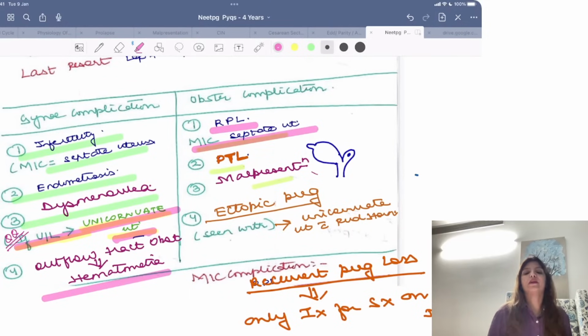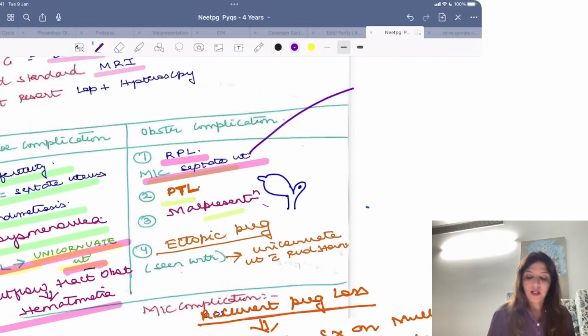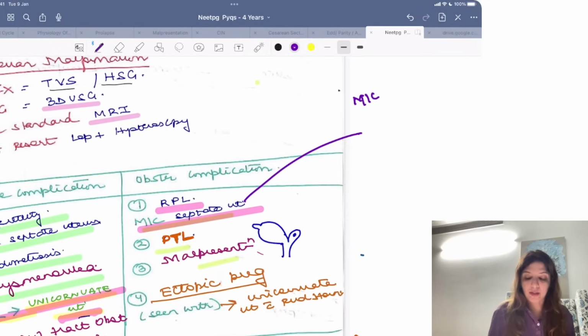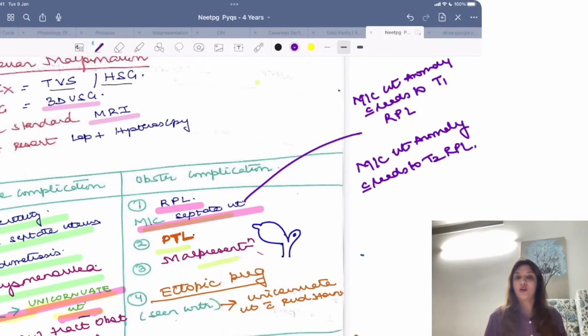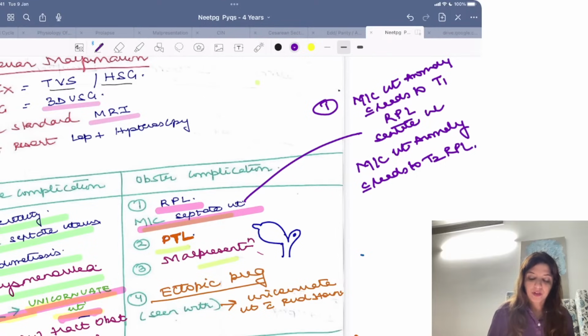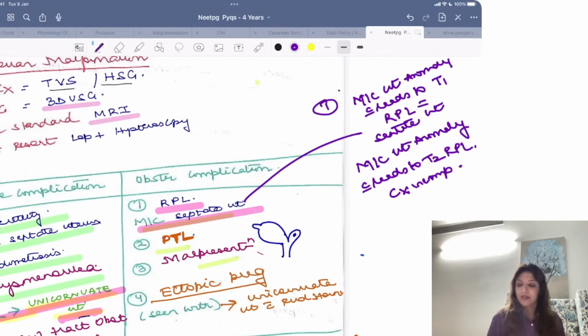Most commonly you get recurrent pregnancy loss with septate uterus. Please remember, if they ask you the most common uterine anomaly which leads to first trimester recurrent pregnancy loss, and the second question is the most common uterine anomaly which leads to second trimester recurrent pregnancy loss. So the answer to the first question is septate uterus. The answer to the second question is cervical incompetence. Clear to all of you?